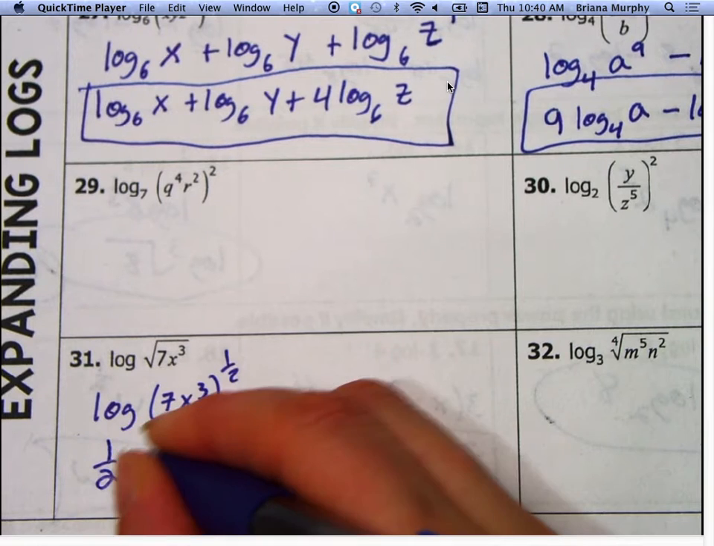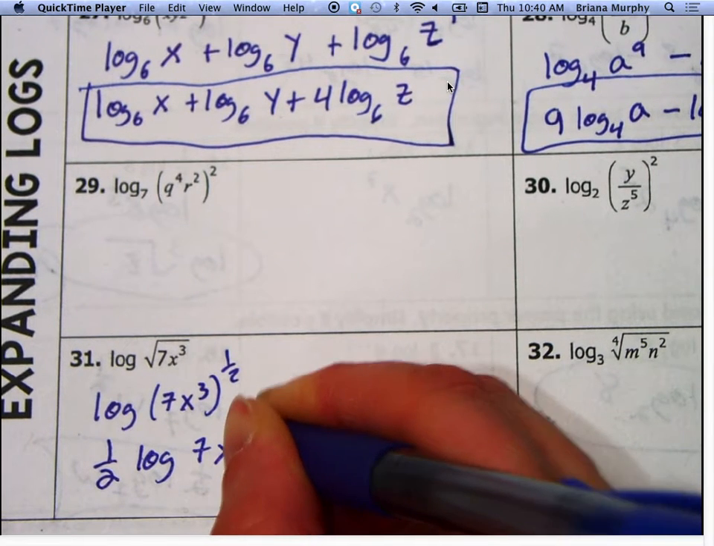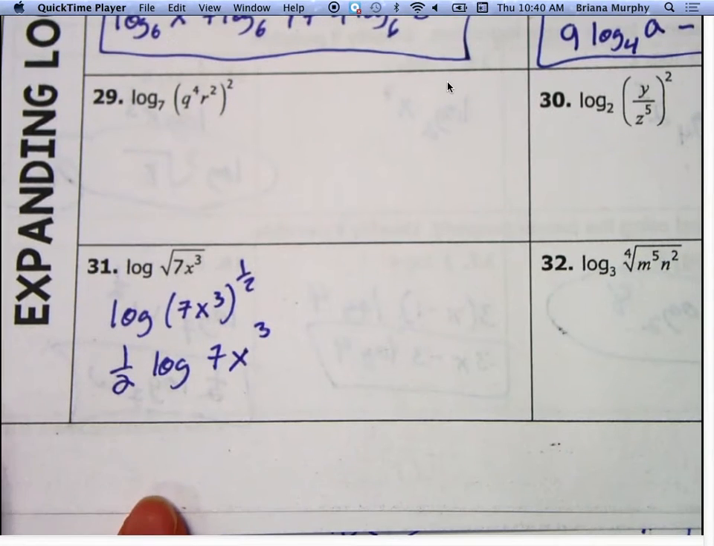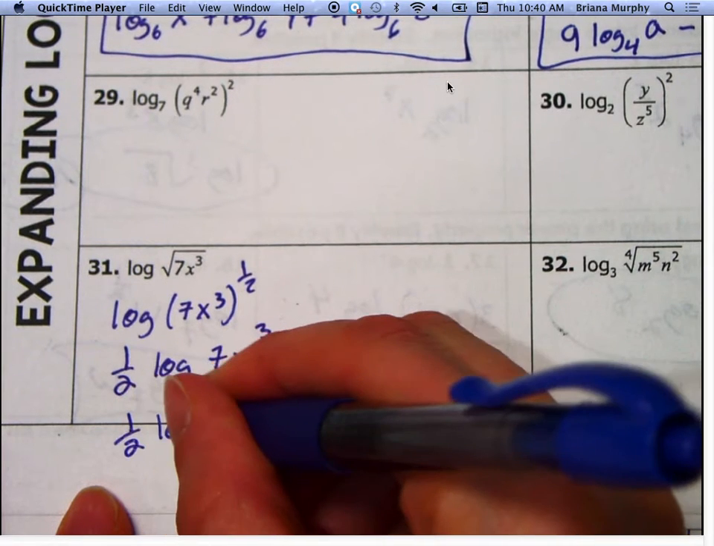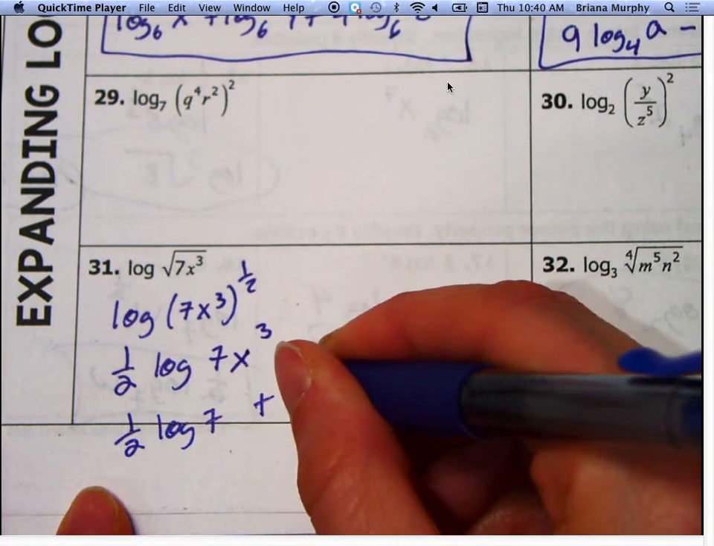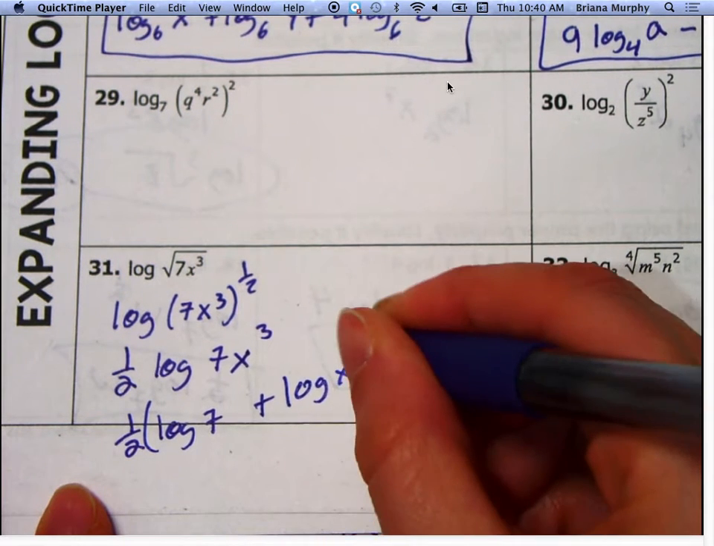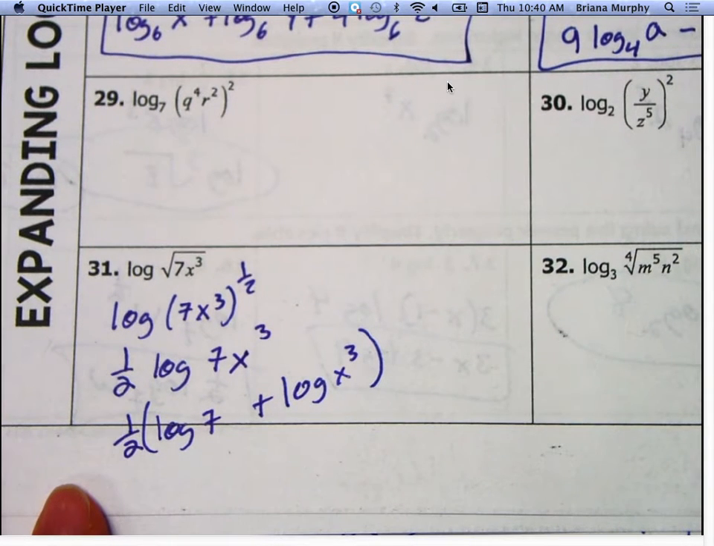Okay. So first thing I'm going to do is power rule: 1/2 log of 7x to the third. Next, I'm going to do product, right? Where I'm going to do 1/2 log 7 plus, I'm going to put this in parentheses, log x to the third. And then I can still undo that log x to the third.